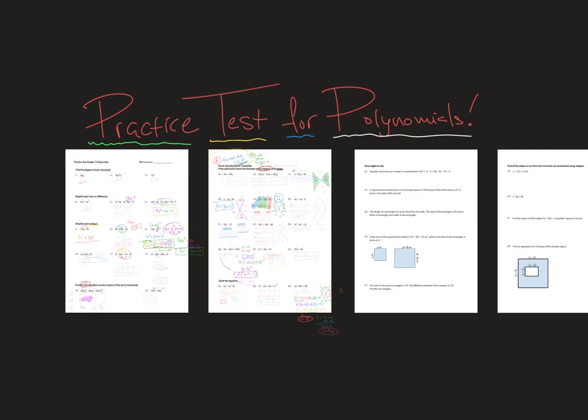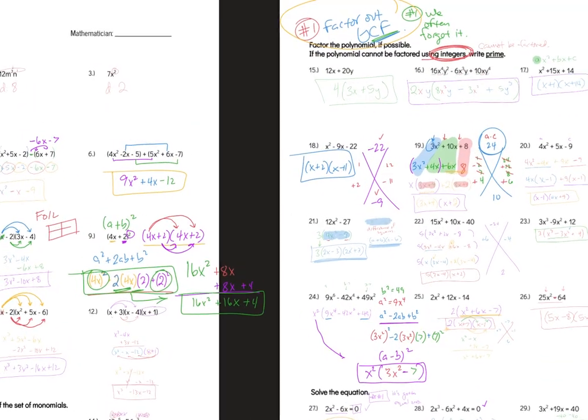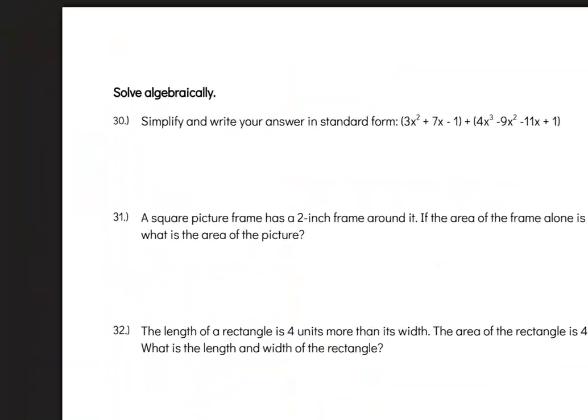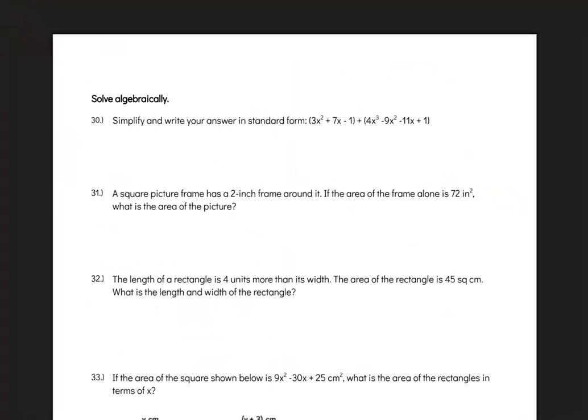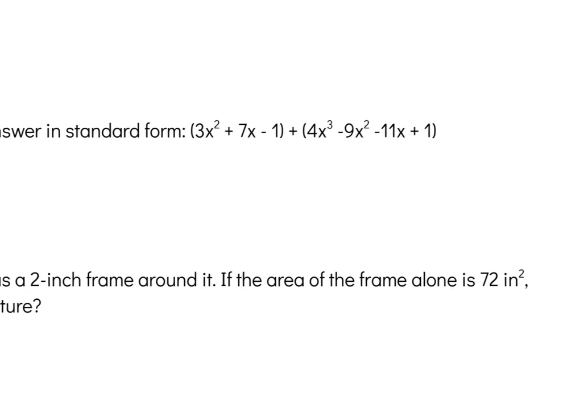All right, we're on part 2 of the practice test for polynomials. If you can't tell, I've worked all that already, so now we're on to 30. Simplify and write your answer in standard form. So what we're going to do is it's this whole term being added to this whole term. I'm going to erase that so I don't accidentally forget that I'm adding.